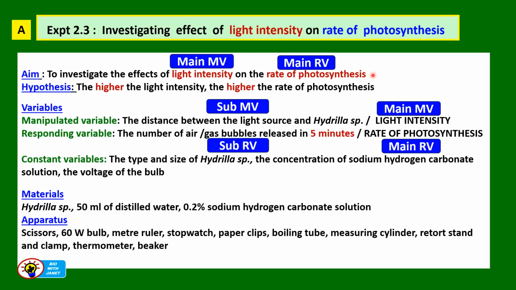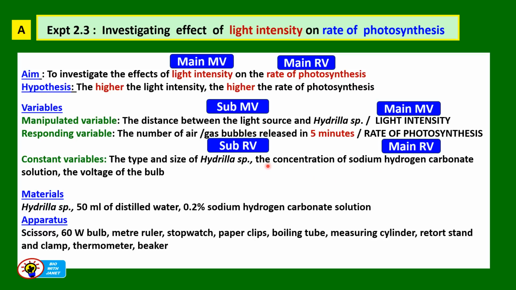Okay, as is stated in the aim here. All right. Then constant variables. The type and size of Hydrilla species plant, or the type of plant, the concentration of sodium hydrogen carbonate solution, which determines the concentration of carbon dioxide, because sodium hydrogen carbonate releases the carbon dioxide for the plant to use, for the water plant to use in photosynthesis.